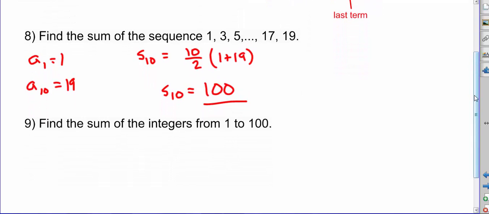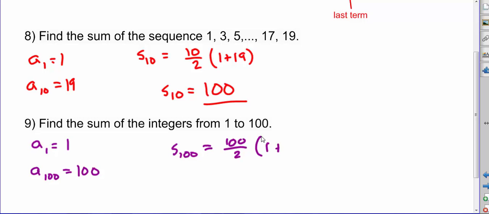Alright, let's take a look at number 9. Find the sum of the integers from 1 to 100. I'm going to go ahead and list this even though it may seem kind of obvious. A sub 1 is 1, a sub 100 is 100. That gives me some important information. It tells me the number of terms would be 100. It also tells me that our first term is 1 and that our last term is 100. So really what we have here is 50 times 101, which is 5,050.